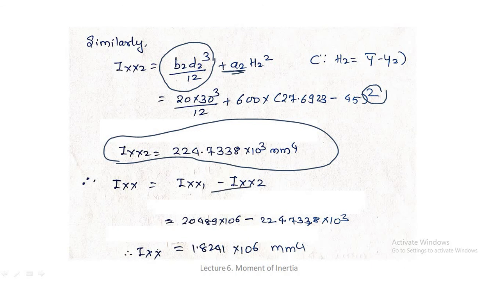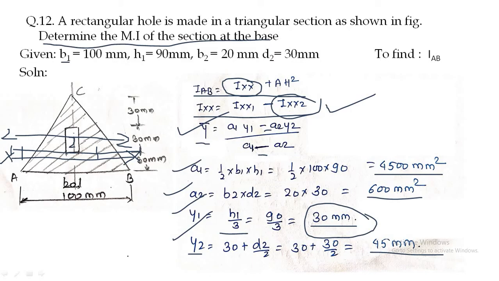So putting the values of Ixx1 and Ixx2, we'll have the value of Ixx as 1.8241 into 10 raised to 6. Now what is remaining? We have to find the value of IAB. So IAB is equal to Ixx plus AH square. Now we have the value of Ixx. We need to find the values of A and H to find the final value of IAB.